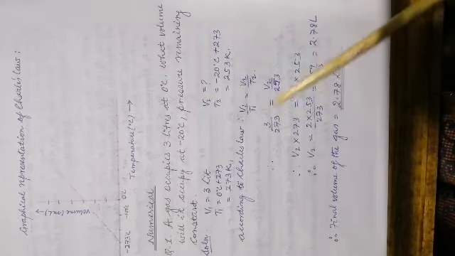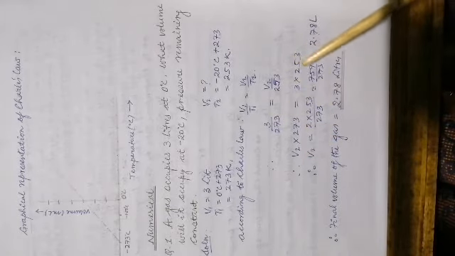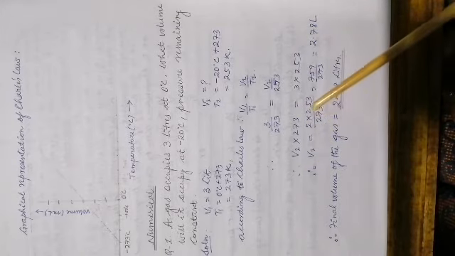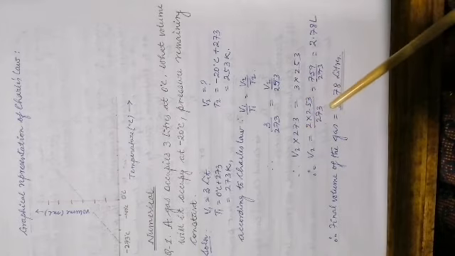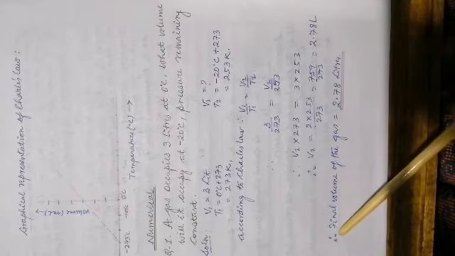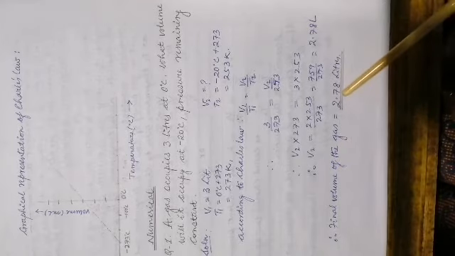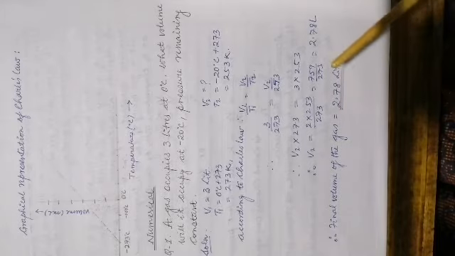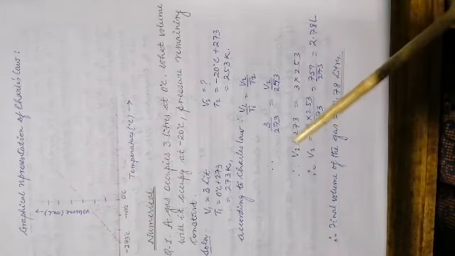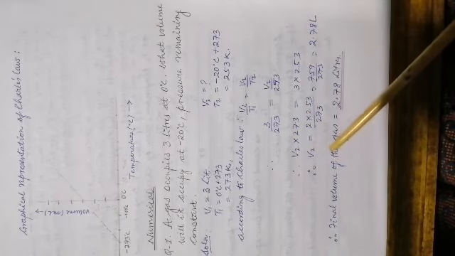Cross multiply, you get V2 into 273 equals 3 into 253. Therefore, V2 equals 3 into 253 divided by 273. It works out to be 2.78 liters. Therefore, the final volume of the gas equals 2.78 liters.